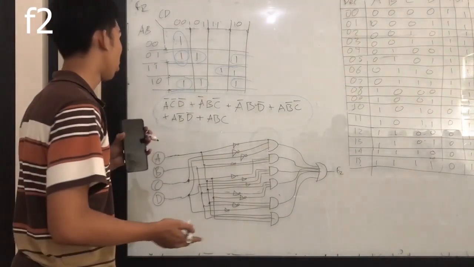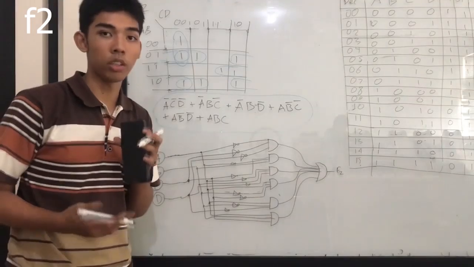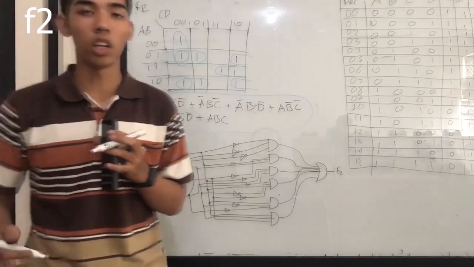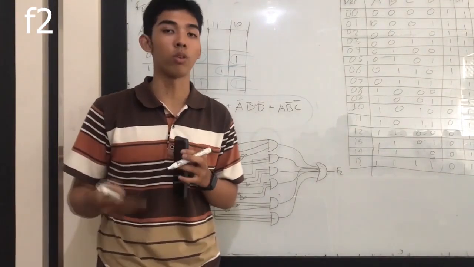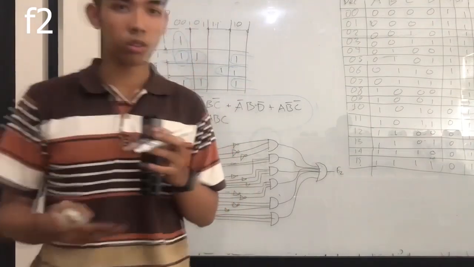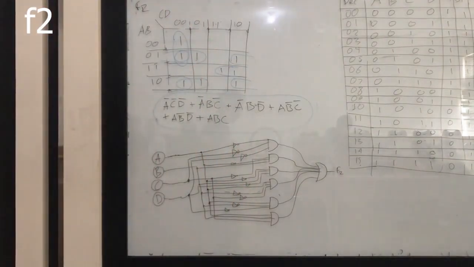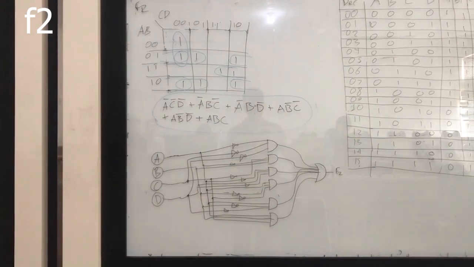So let's now move on to G. It should be the last variable that we have to draw. Okay, now let's draw G2.